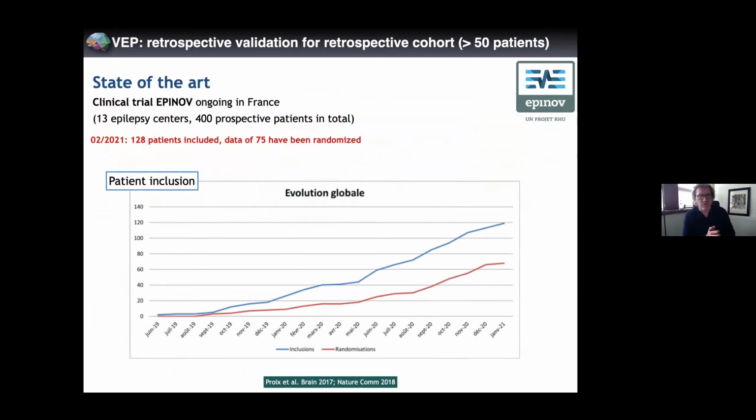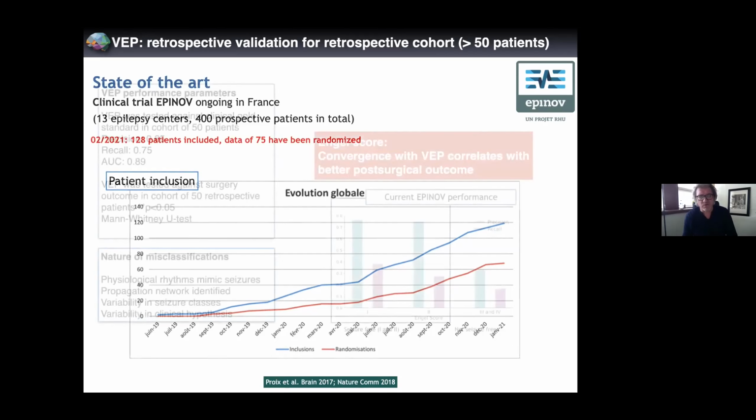What you see here is our development at the moment. So we are at 128 patients as of yesterday, of which 75 have been randomized. I want to point out March through May 2020. This was COVID, when all the centers were closed, but then it really finally took off. So we got slowed down a lot. We should have been at 250 by now, but it will take longer.